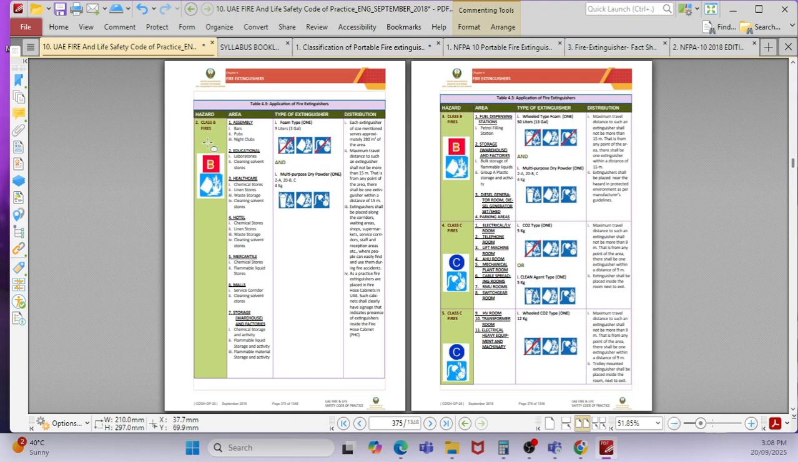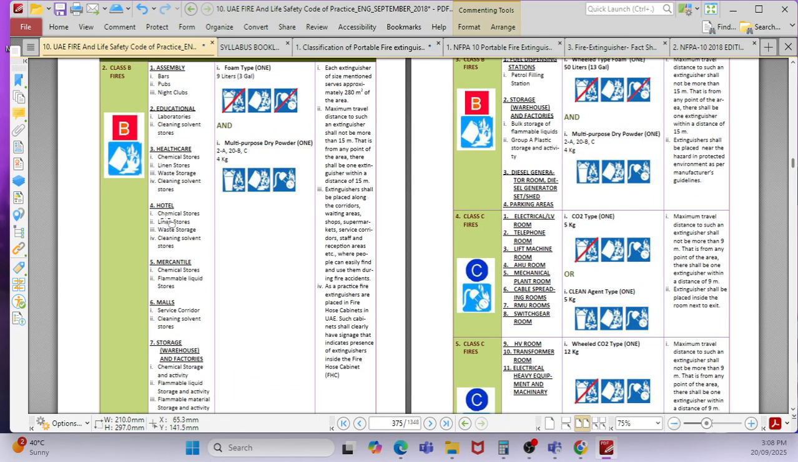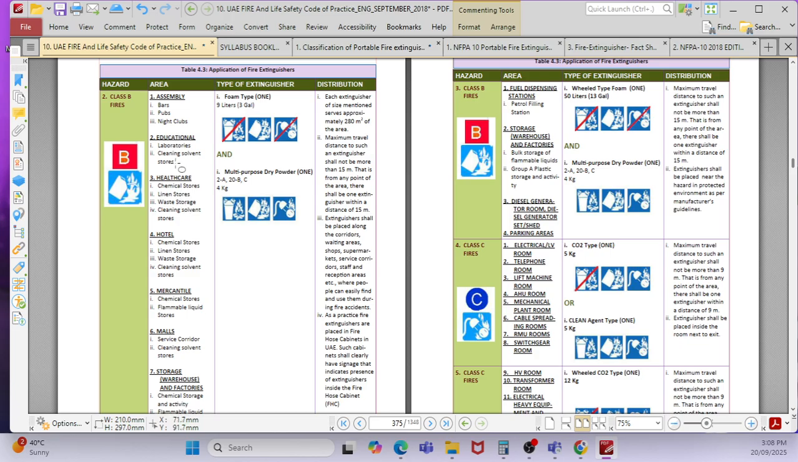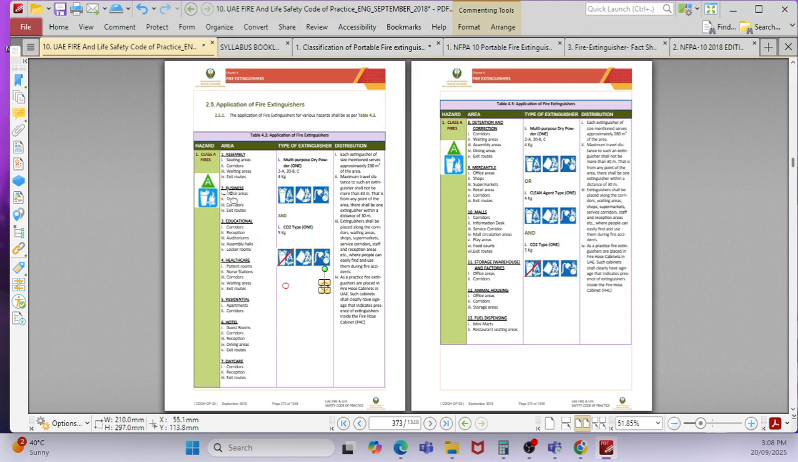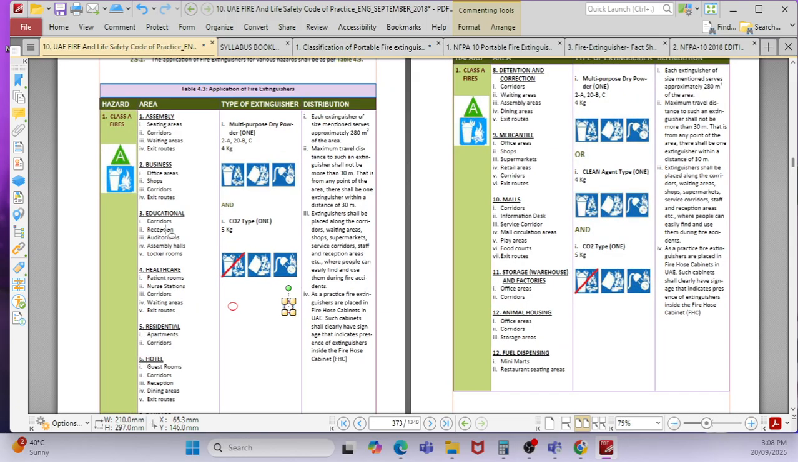Similarly, for class B fire, you can see the different areas: assembly, education, healthcare, hotel. Hotel means you have chemical stores, waste storage. Okay, you have chemical stores. So you can see that even if you see the educational, where they are using it, maybe you have class A, also maybe you have education. But what is the area? Corridor, reception, auditorium, assembly halls, locker room for class A.